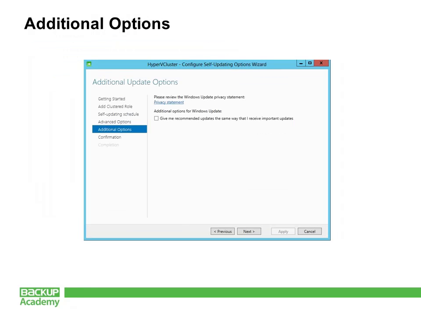So what about some additional options? What we've got on this screen is a checkbox that you can use to install recommended updates the same way that you receive important updates. Whether or not you choose this option is entirely up to you. Generally, I would recommend going ahead and installing recommended updates, but you probably want to set this up in a lab environment so that you can test those updates first before you just go ahead and deploy them onto your production cluster.